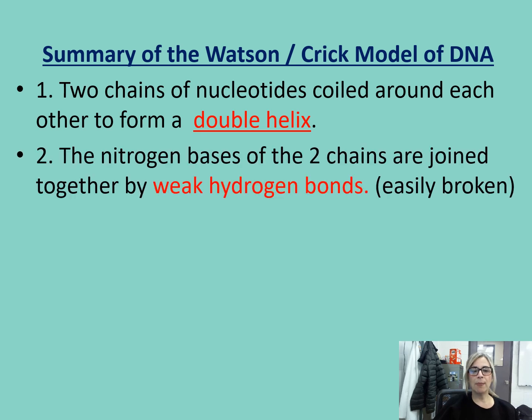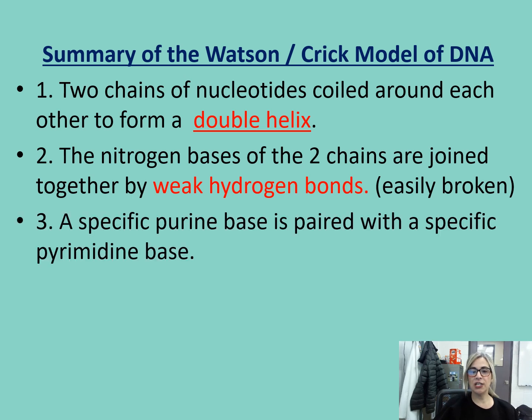So remember, we call that molecule a double helix. And the 2 nitrogenous bases are joined together by weak hydrogen bonds, okay, so they can be broken with particular enzymes when the DNA actually needs to replicate. And remember, we always have the purines and the pyrimidines binding to each other.